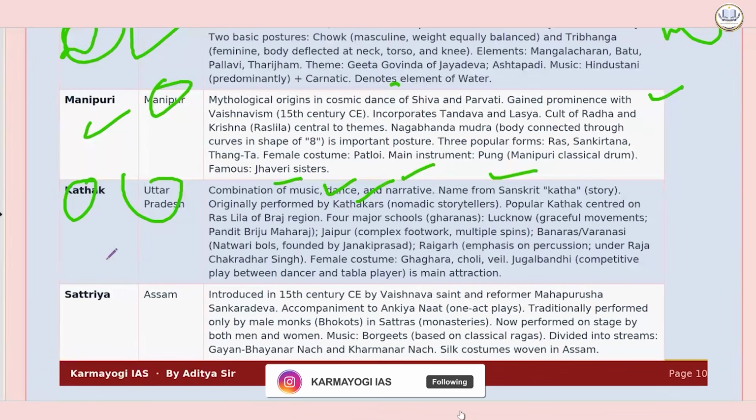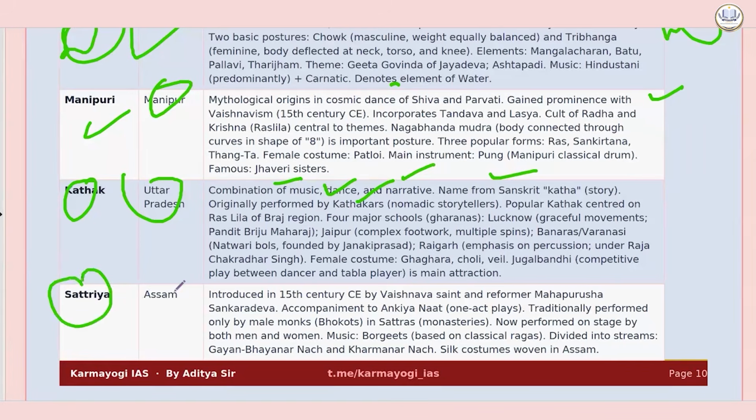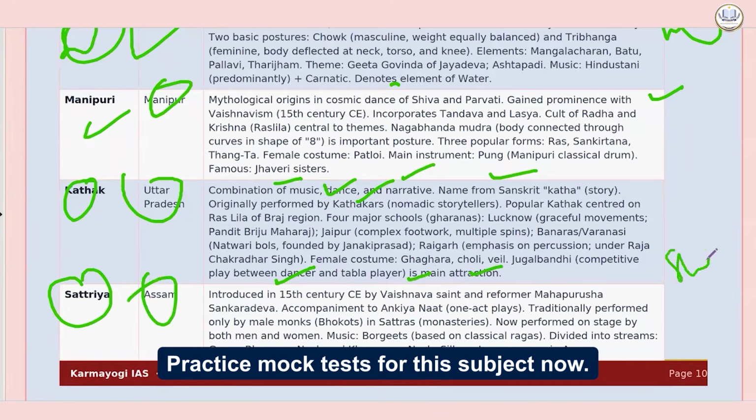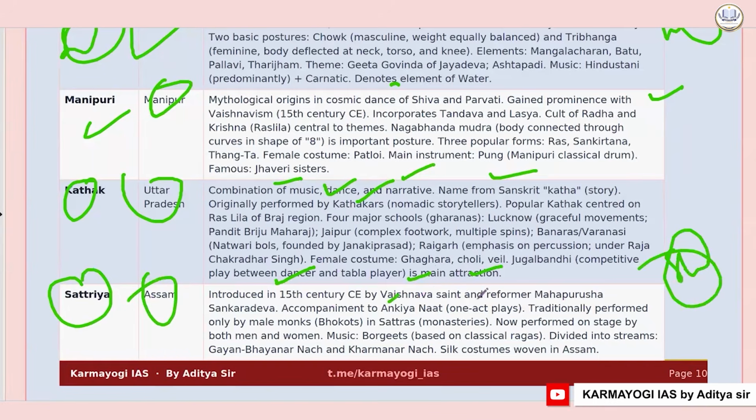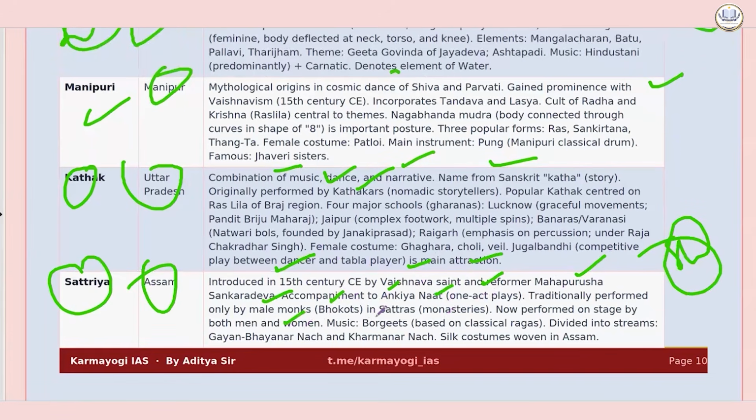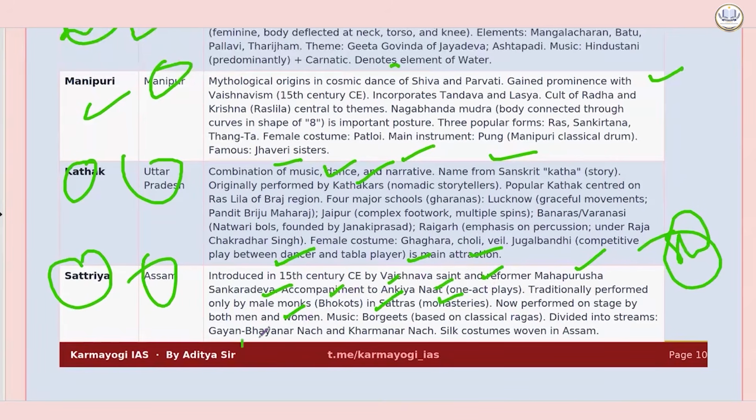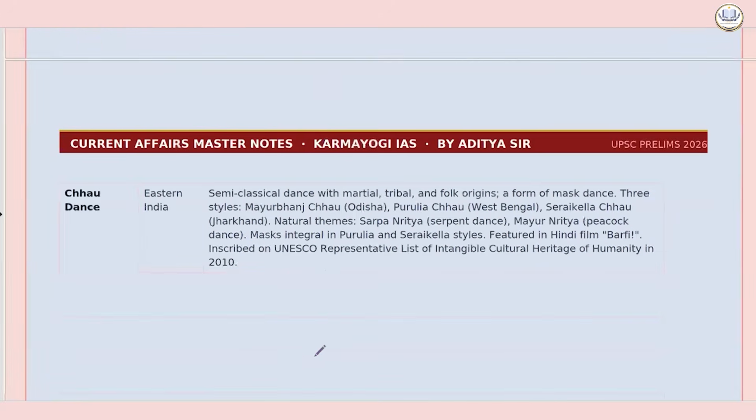Then we have Sattriya, Assam, introduced in the 15th century by the Vaishnava saint and reformer Mahapurusha Sankaradeva, combined with Ankiya Nat, a one-act play. Traditionally performed only by male monks, Bhokots, in Sattras, monasteries, it is now performed on stage by both men and women. Music is Borgeet, based on classical ragas, divided into streams: Gayan Bayanar Nach and Kharmanar Nach. The silk costume is woven in Assam.